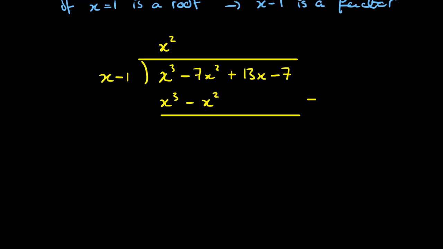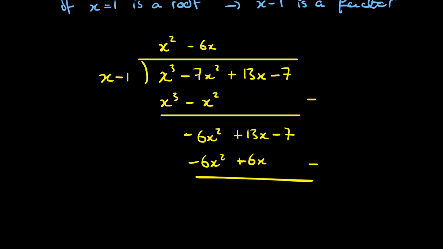Now then, if we do this, we're going to get x cubed minus x cubed, which is 0, minus 7x squared minus minus, right? So minus minus is a plus. So that's going to become negative 6x squared plus 13x minus 7. Okay, now that means that negative 6x squared is our new leading term. We're going to divide that through by x. Negative 6x squared divided by x is negative 6x. I take the negative 6x and multiply it through by the divisor. That's going to give me negative 6x squared plus 6x. And again, I'm going to subtract.